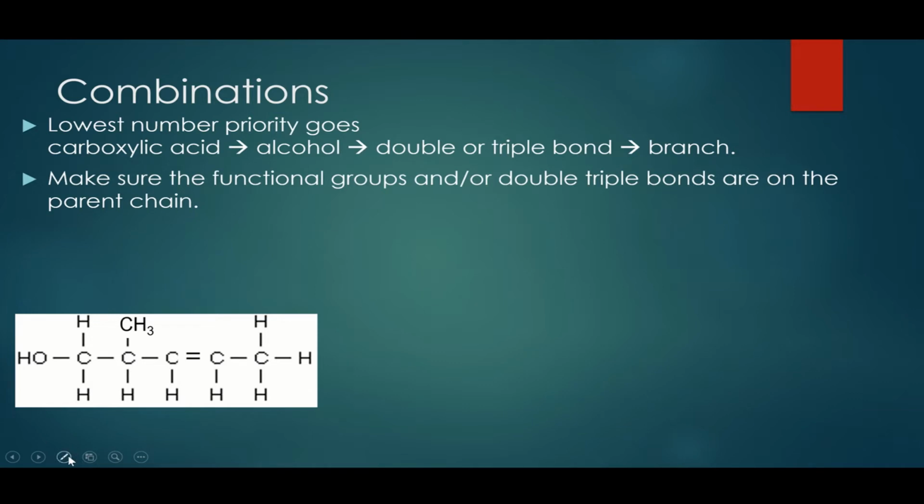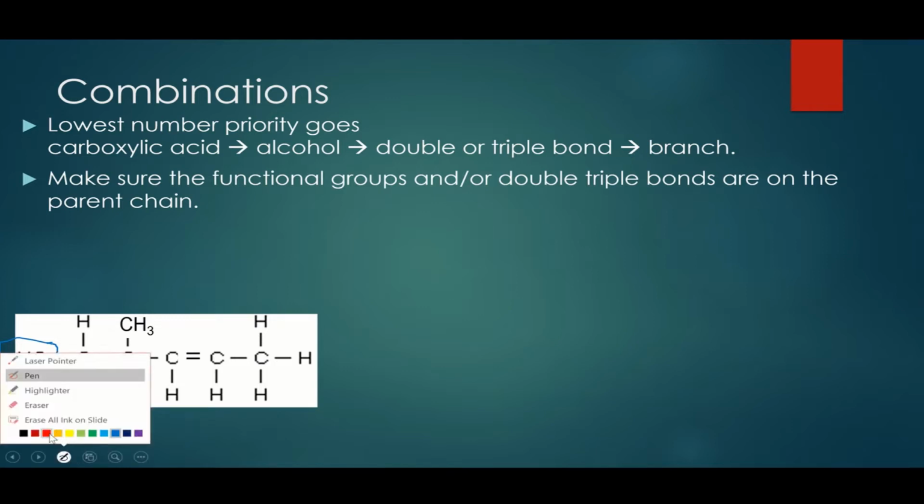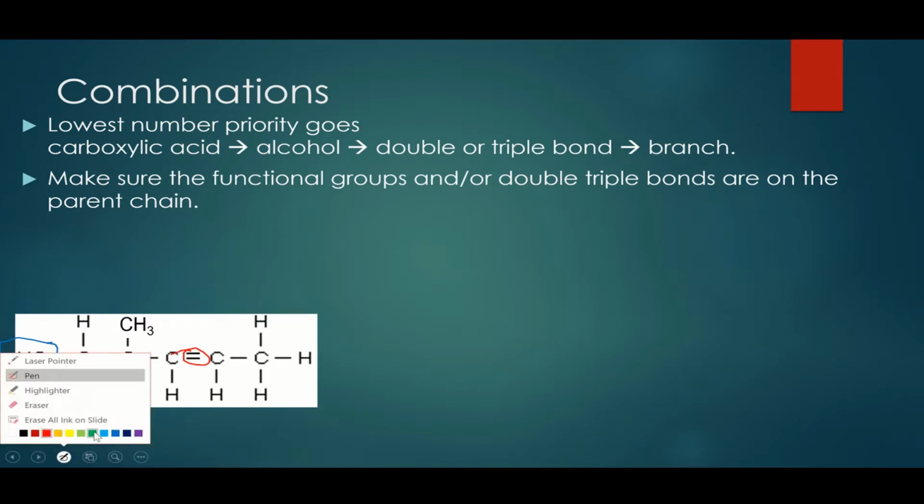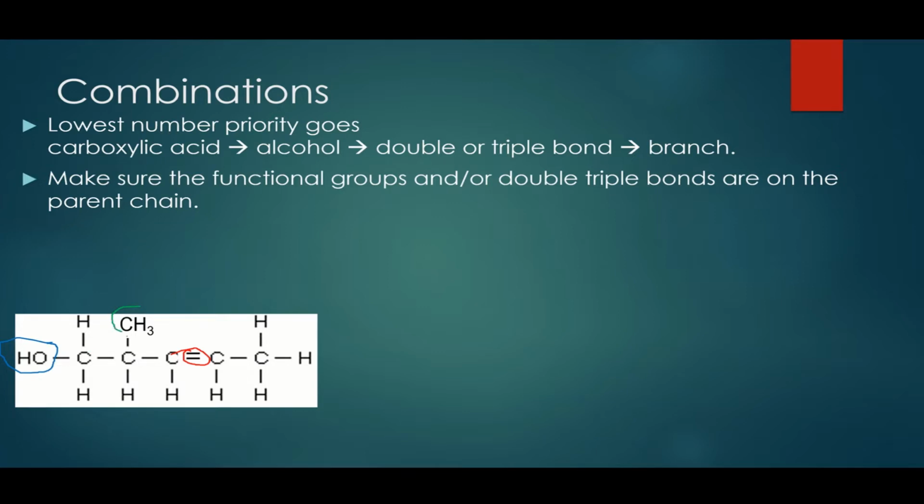All right, here we have several things on this carbon chain. First thing I notice is that alcohol right there at the end. But I'm also seeing a double bond and a methyl group. So this particular chain has a lot going on with it.